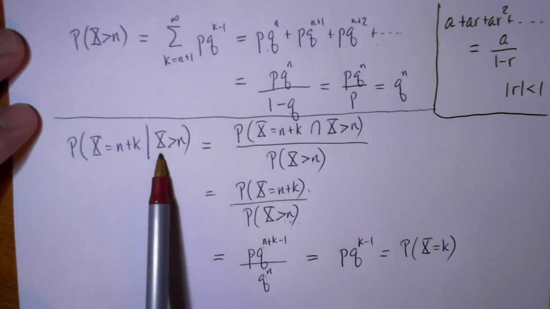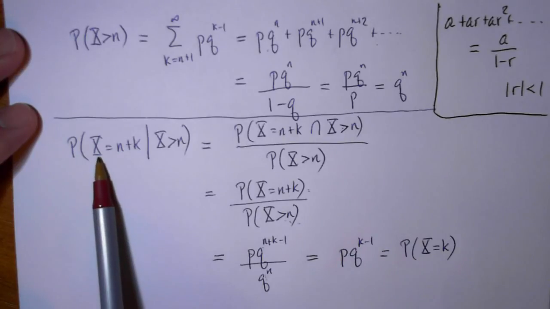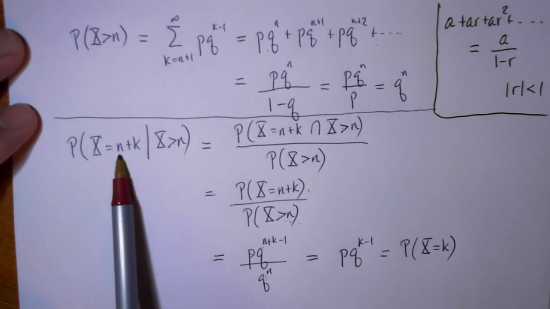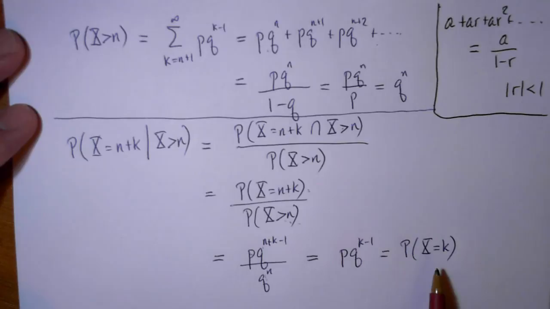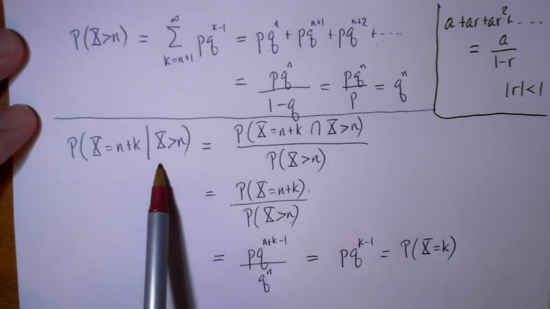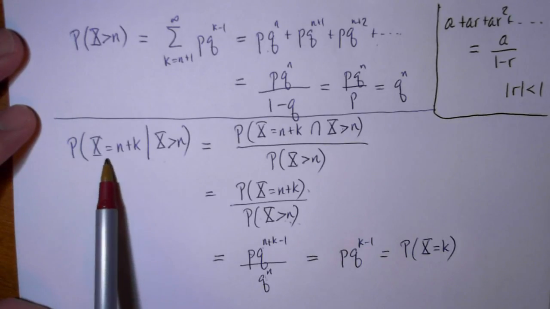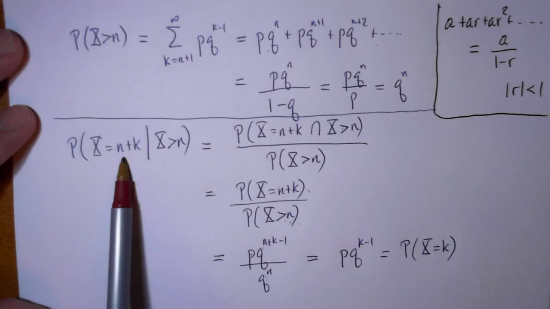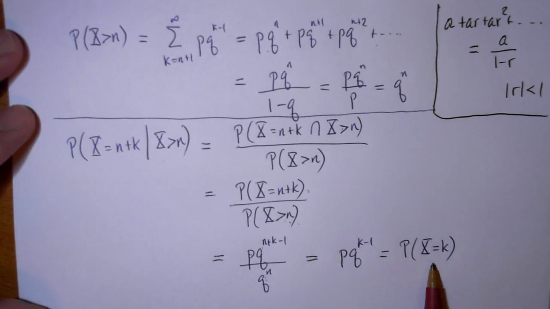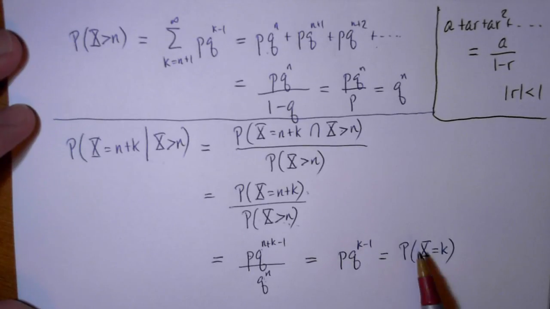If I know that has happened, then it's kind of like restarting the clock. The chance that the first success happens at n plus k is like starting over from scratch and waiting for the first success to appear on the kth attempt. So it makes sense. If I've had n attempts already and no successes yet, then the chance that the first success happens at the n plus kth time is like starting over and waiting for the first success on the kth trial, without the condition.